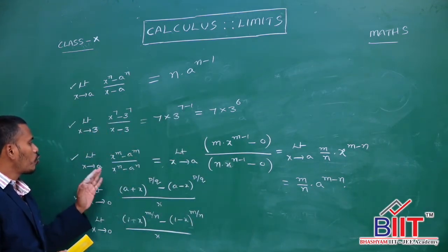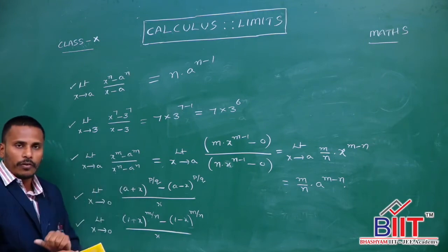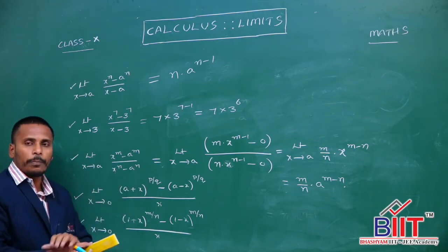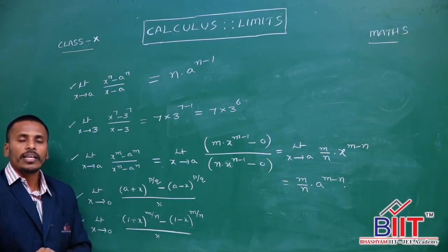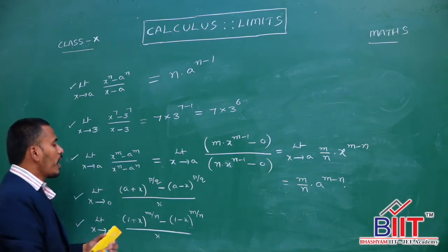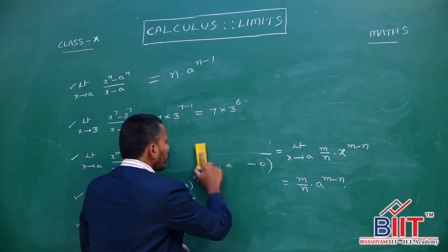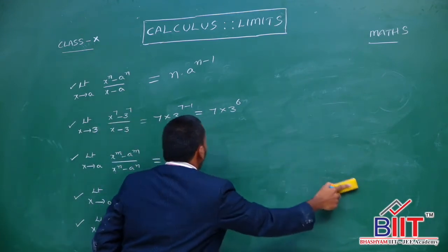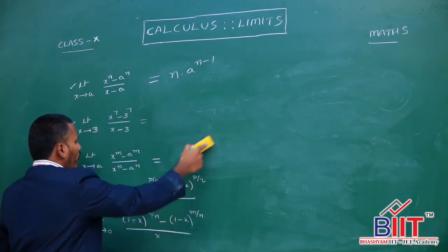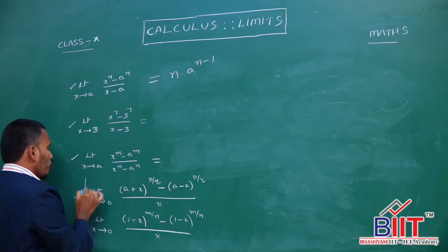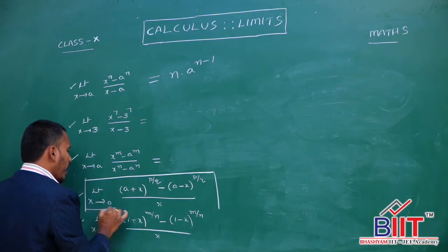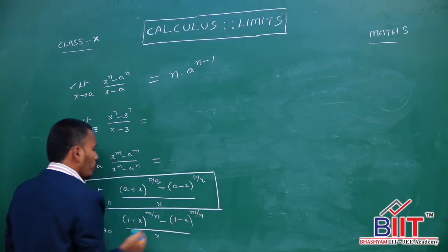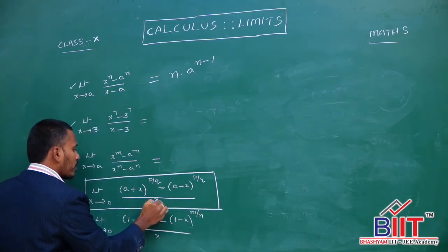So, limit x tends to a, (x power m minus a power m) by (x power n minus a power n), the value is always m by n into a to the power m minus n. So, this is another standard limit. And now, let us think about this particular problem. What is that? Limit x tends to 0, (a power x to the power p by q minus a power minus x to the power p by q) divided by x.